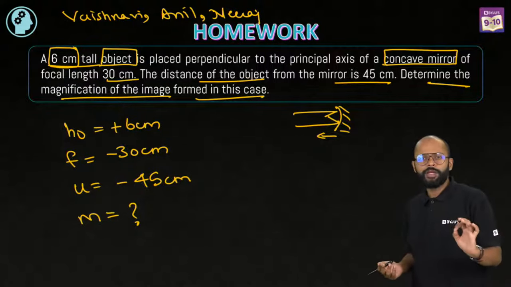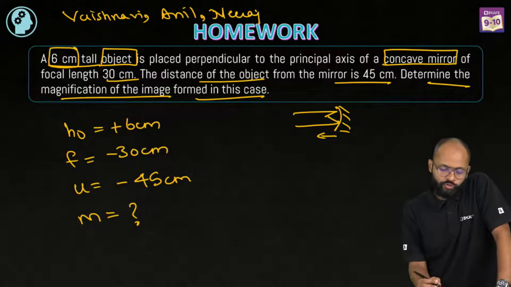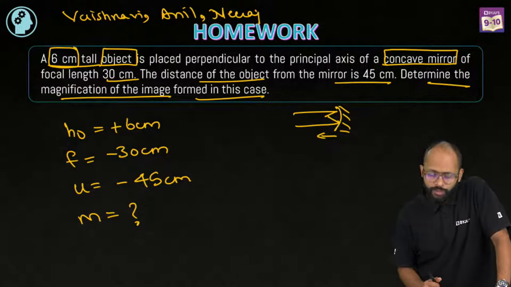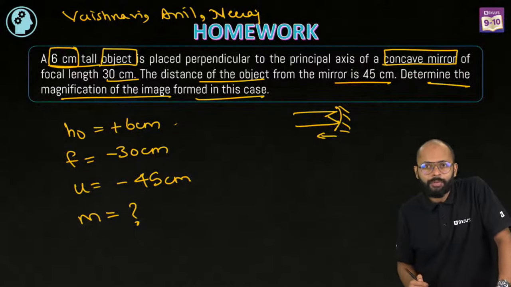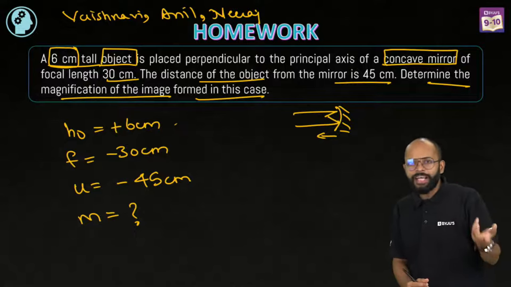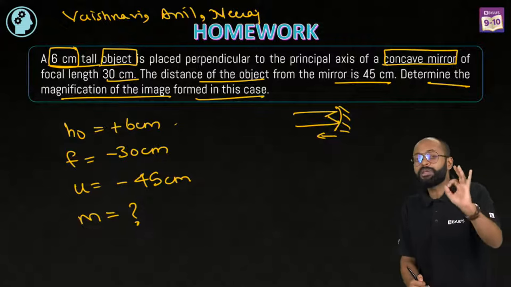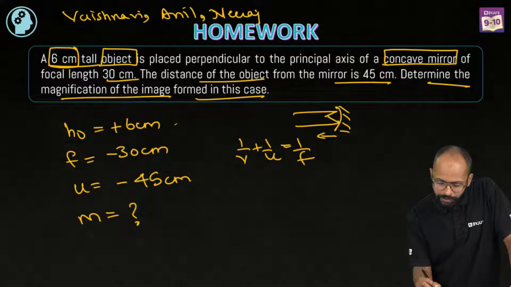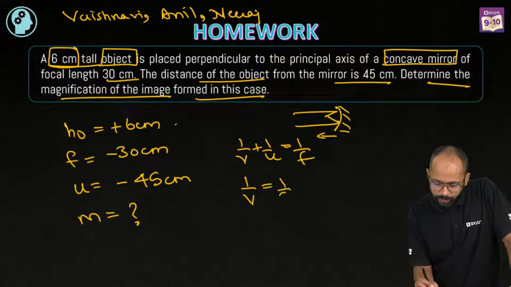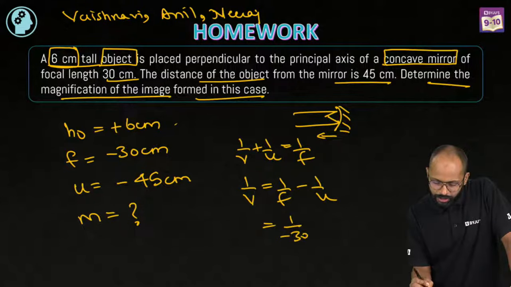Theek hai? That's where we have to figure out ki which formula to use. Dekho, magnification mein you have to use two formulas. HI upon HO or minus of V upon U. But HI nikalne ke liye, mere ko V to nikalna padega. To figure out what is HI, I'll have to find V. And V finding is quite easy because we have a mirror formula, right? So I can say 1 upon V plus 1 upon U equals 1 upon F means 1 upon V equals 1 upon F minus 1 upon U. Just put the values 1 upon minus 30 minus of 1 upon minus 45.